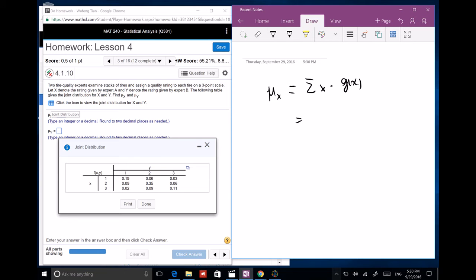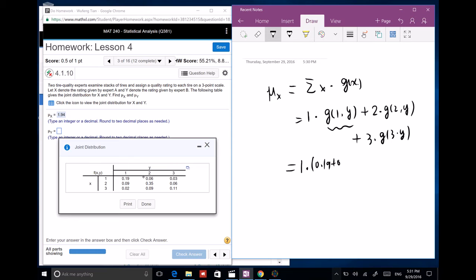Let's just look at mu of x first. Mu of x is 1 times g of 1, y, this is the marginal function, plus 2 times g of 2, and y can be anything, y is all 3, okay? So plus 3 times g of 3, y. So what's the meaning of that? Basically, you have to add the marginal function of x. So the 1 times, when x equals 1, the probability is 0.19 plus 0.06 plus 0.03. That's the marginal function of x.